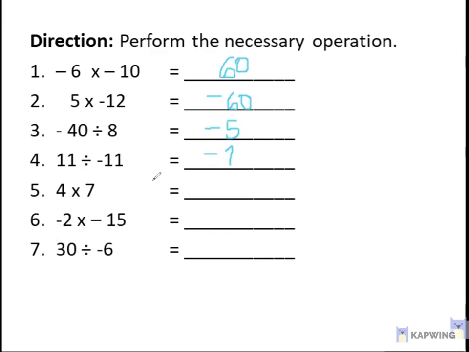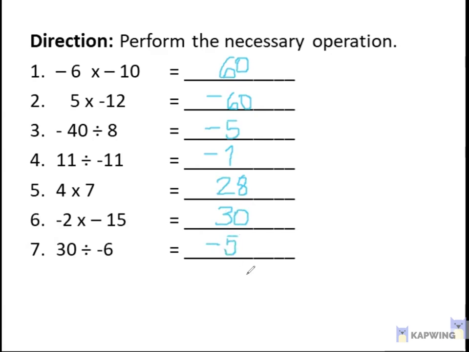Next, for number 5, para silang positive. And 4 times 7 ay 28. So, positive ang answer natin. Next, negative 2 times negative 15, pares negative. So, ang answer natin magiging positive. And 2 times 15 is 30. Then, we have 30 divided by negative 6. Magkaiba sila ng sign, kaya ang answer natin ay negative. And 30 divided by 6 is 5.